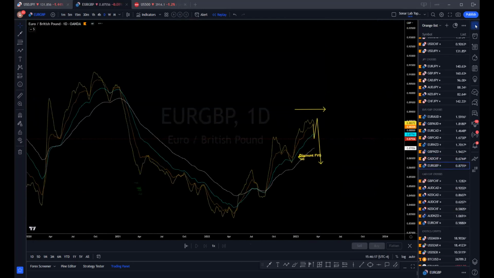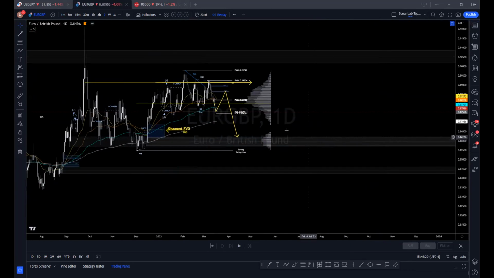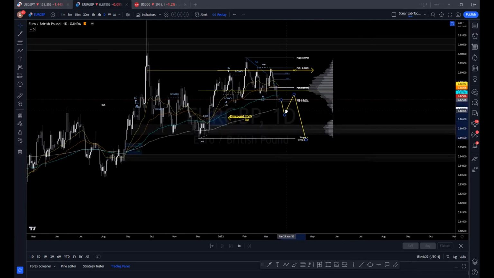Euro Pound, lower prices, baby. Let's go. Right there. Might see a little bit of a pullback. That's fine. Then we'll come back down. We got this big discount imbalance still staring us in the face.